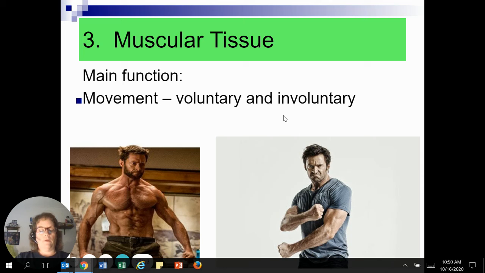All right, the third type of tissue found in the body is muscular tissue. So of course, its main function is movement. It can be voluntary movement or involuntary movement. You see, I got one of my favorite guys right here. If you remember that from the first day of school.